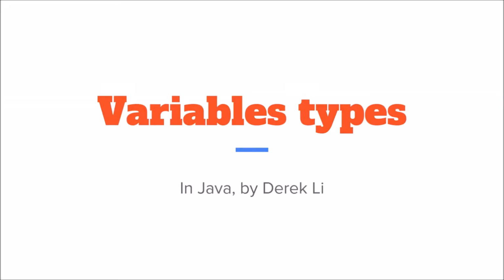Everyone. Today we're going to be learning about variable types in Java. Now, what is a variable? A variable is something that data could be stored in.